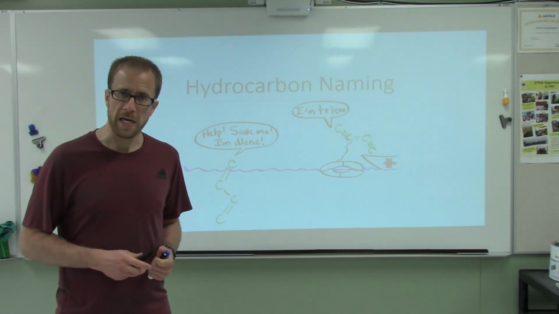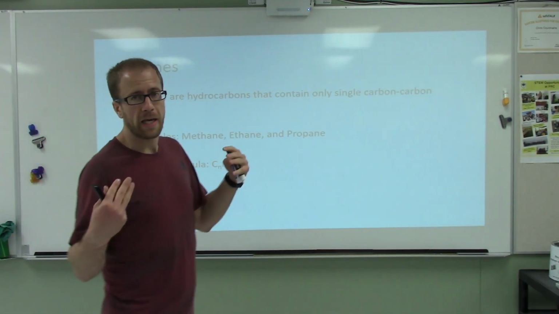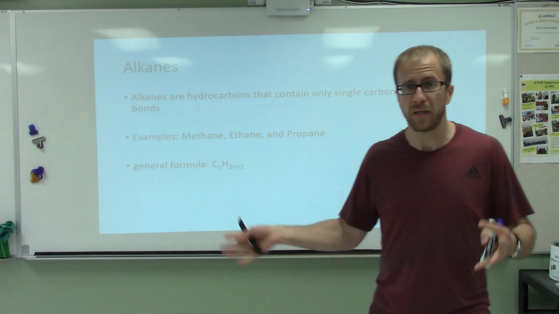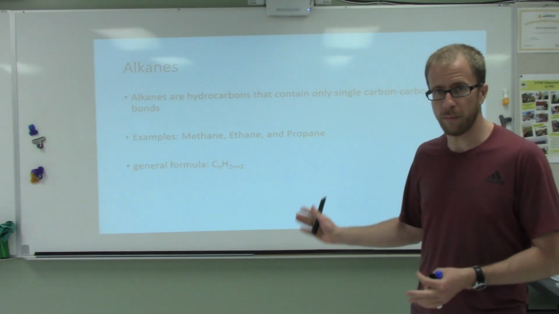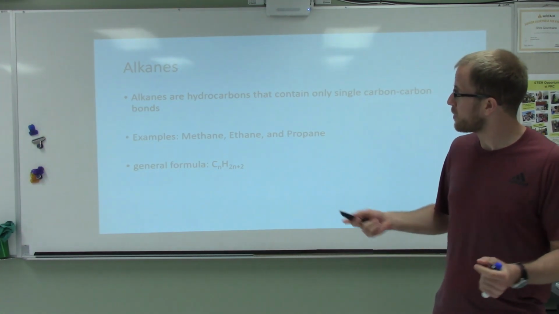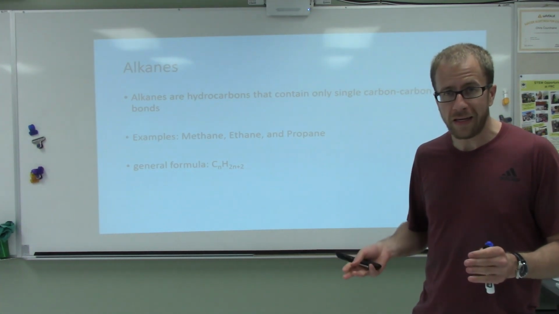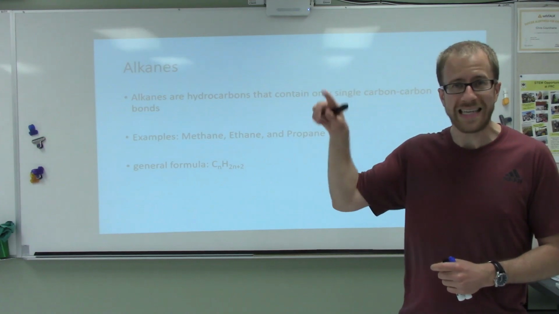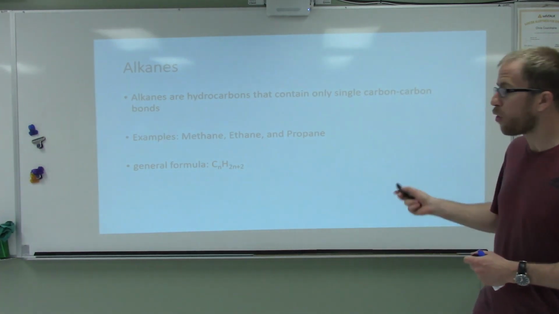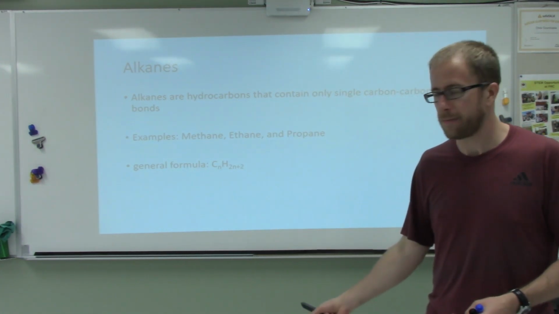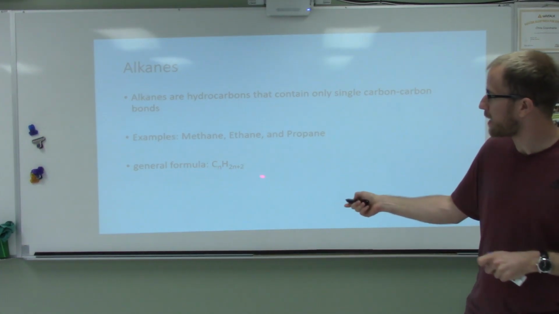We're going to start our journey of hydrocarbon naming with alkanes. Now, alkanes are perhaps the simplest of our hydrocarbons because they only have single carbon-carbon bonds. Examples of alkanes could be things like methane, ethane, and propane. Methane is the simplest of all hydrocarbons, right? It's just CH4. Ethane is C2H6, and propane is C3H8.